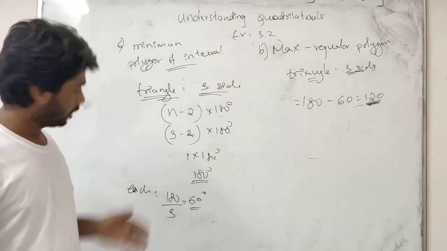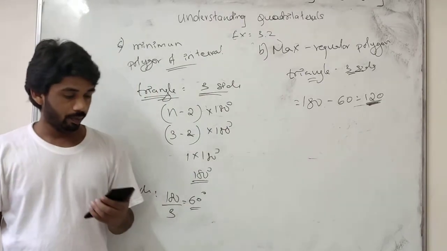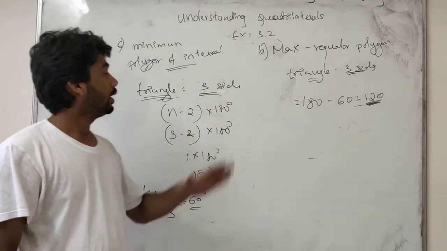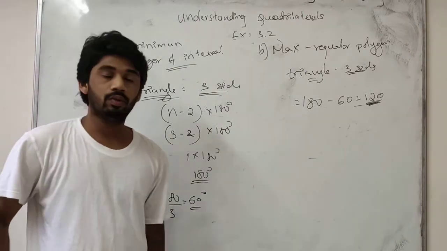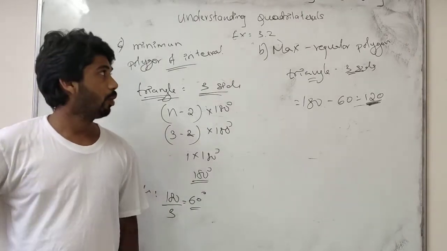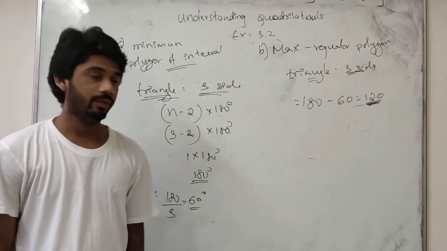Okay friends, got it? Here we wind up exercise 3.2. We are ending exercise 3.2. From the next class I will take exercise 3.3. It is also very easy, just a calculation procedure.